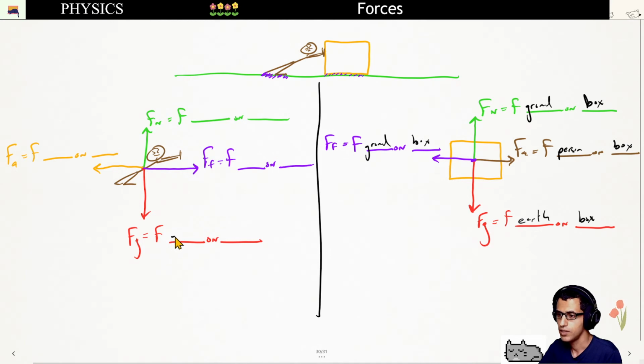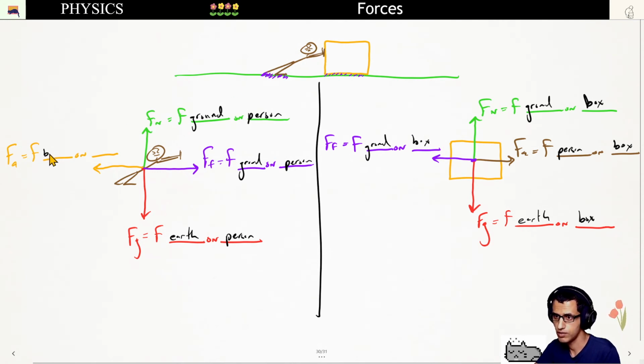For the person, gravity is also earth on person. The force of friction is ground on person. The normal force is also the ground pushing up on the person. And this last force to the left, you can see here that the box is the only thing that can push the person to the left. So this is the force of the box on the person.